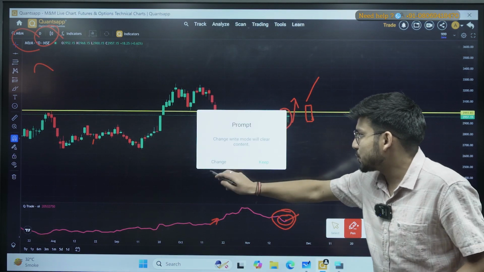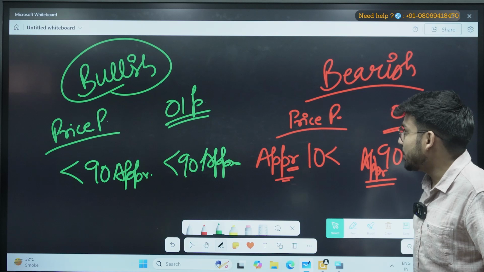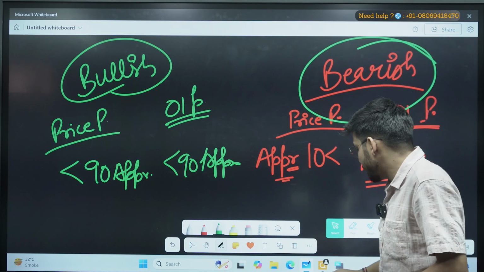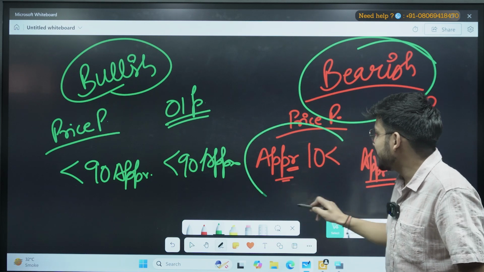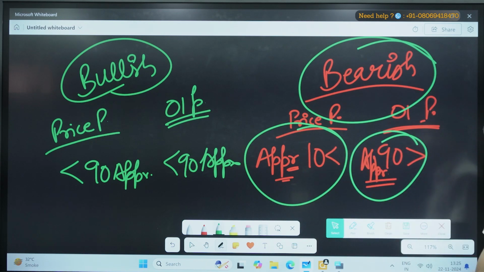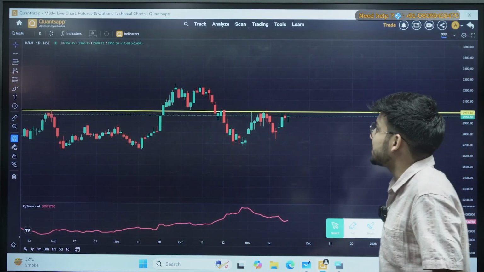Now, this was the first example. Let's see if we go for the bearish condition as well, and how we can make a trade. For the bearish condition, what we want is price percentile approximately or less than 10, and at the same time OI percentile approximately or greater than 90. So let's see on the Quantsapp application.